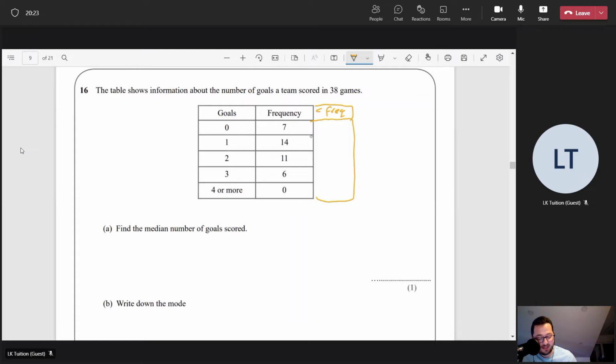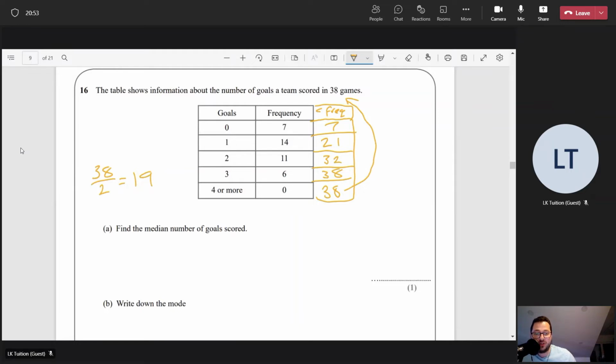All right. And so with the first one, it's just going to be 7. Then 7 plus 14 is 21. 21 plus 11 is 32, and 32 plus 6 is 38. Okay, and then 38 plus 0 is 38, and that's good because that matches up with what we started with. Now the median is the middle number, so 38 divided by 2 is 19. So we want to look at where the 19th number is.